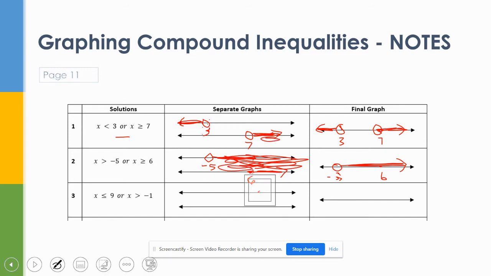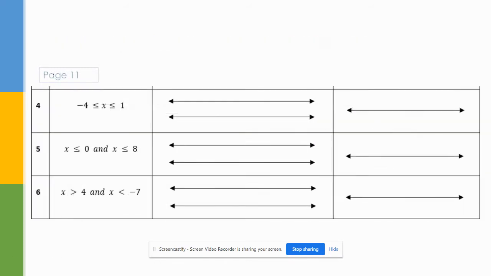X is less than or equal to 9, or x is greater than -1. So I'm shading everything. So on my 9, I'm shading all of this. And my -1, I'm shading all of that. So this would be all real numbers because this shades over this open hole. So most of the time it's going to look like this first one. The other two are special cases.